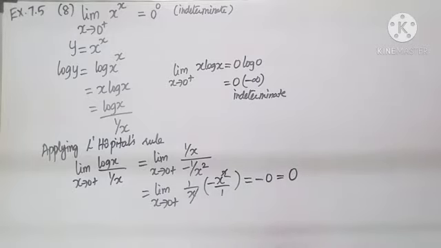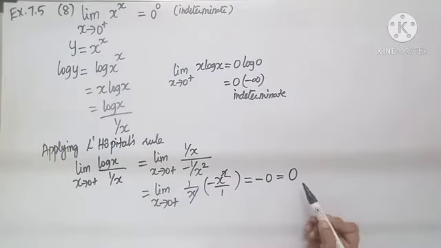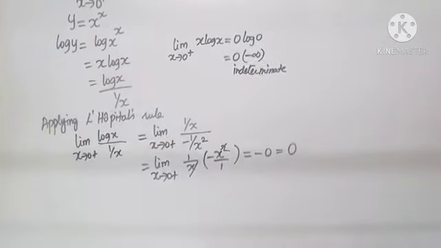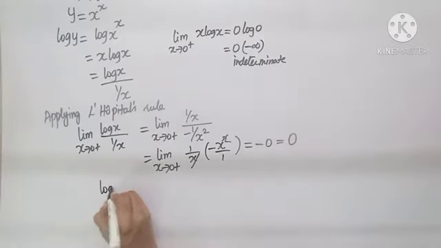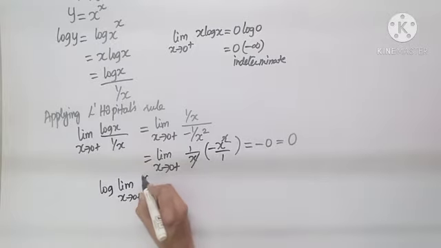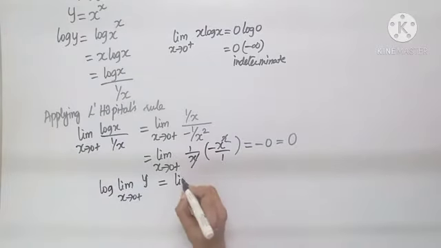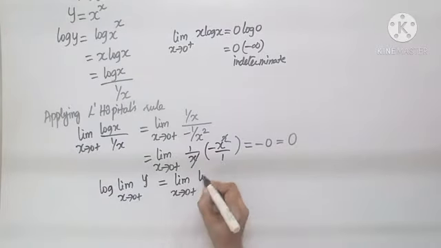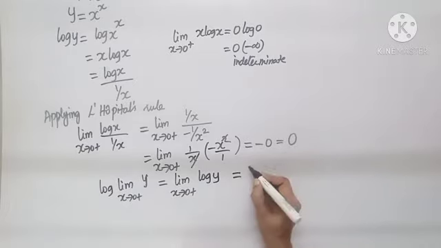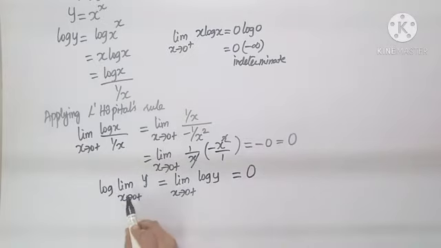Have I completed the problem? No. We had taken log, and for the logarithm, the limit is 0. Now we have to remember the rule. Log of limit x tends to 0 plus y, where y is the function name that we have taken, is nothing but limit x tends to 0 plus log y, and this answer is 0 from here. Log of limit or limit of log, my answer is 0.